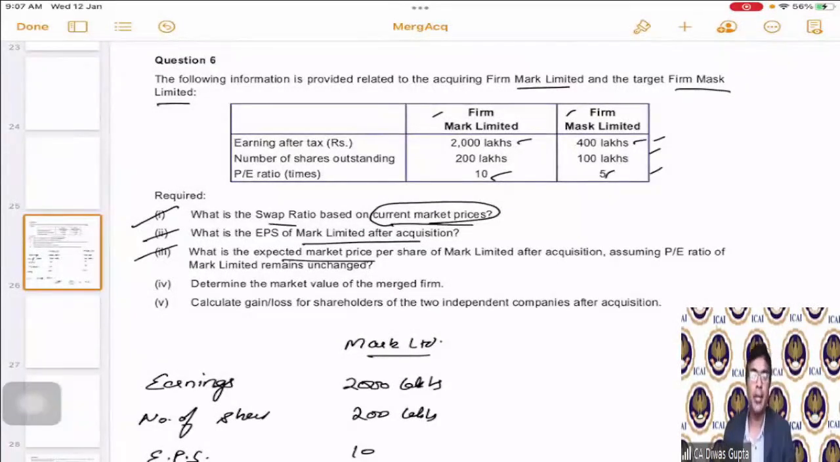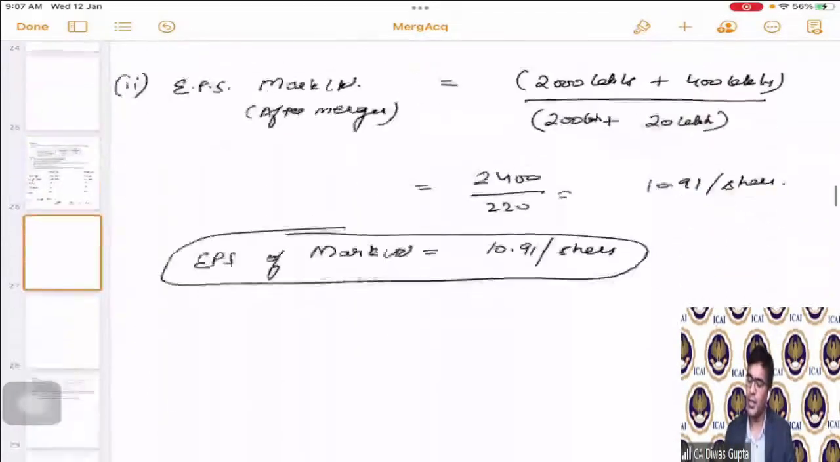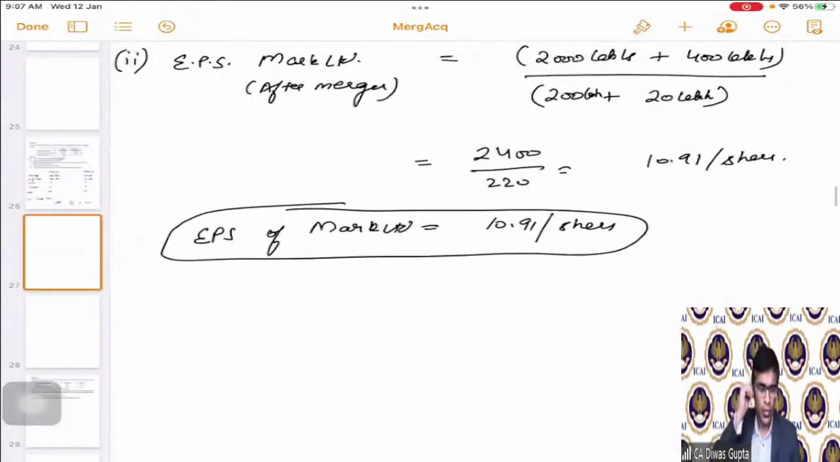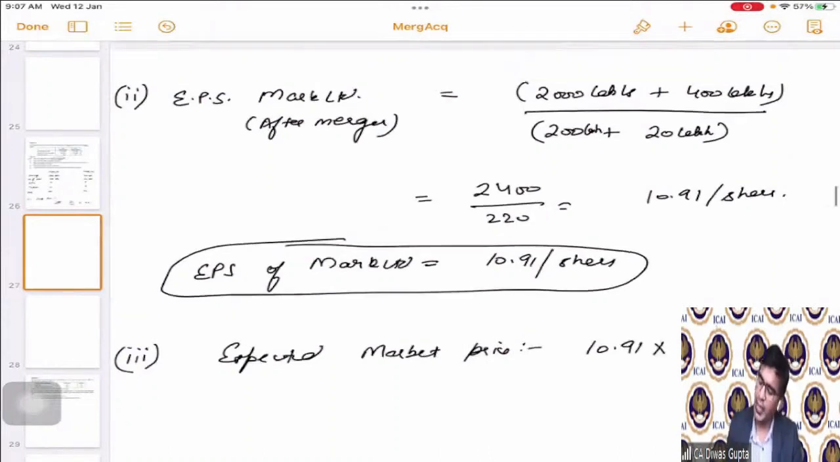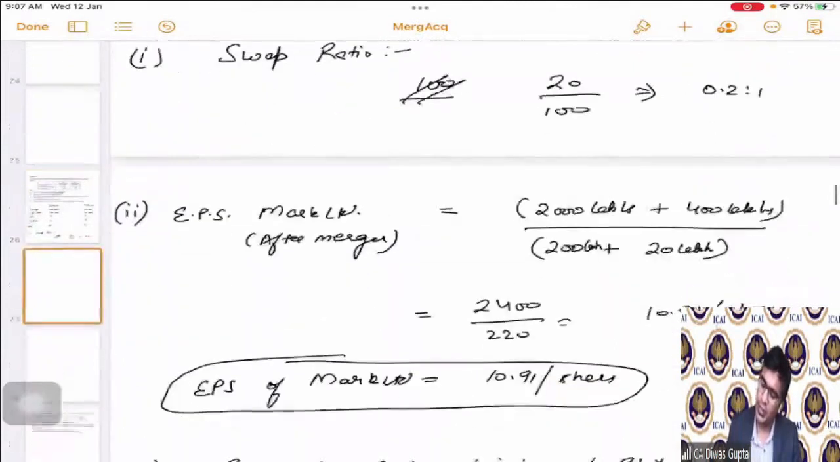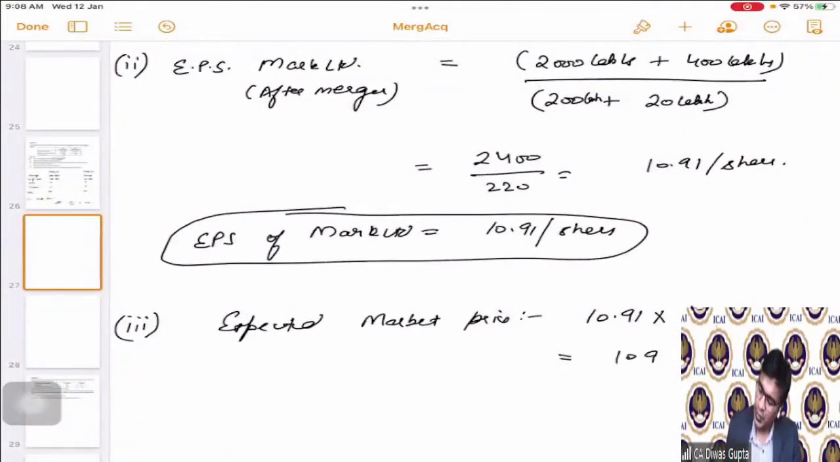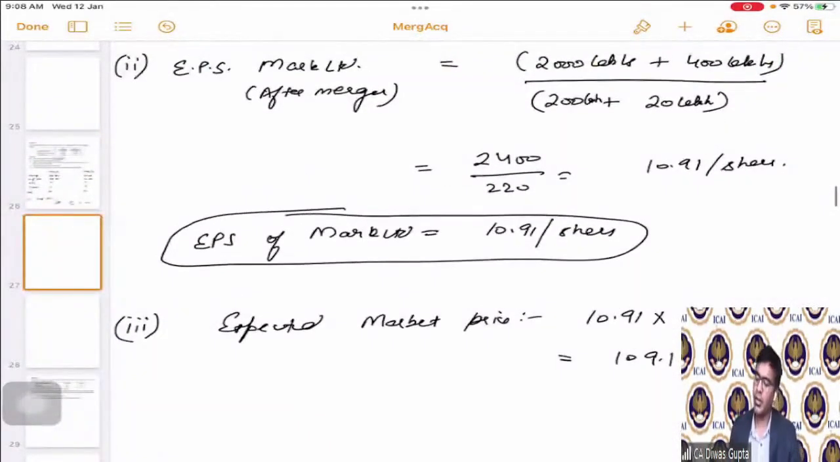What is the expected market price per share of Mark Limited after acquisition, assuming the P/E ratio of Mark Limited remains unchanged? So that means they have given us the same ratio and asking us to multiply. Simple. So the expected market price is EPS 10.91 multiplied by the existing P/E ratio, which remains unchanged, which is 10 times, so 109.1 per share. This is the expected market price. Okay, all of you please note it down before we go to the next part.